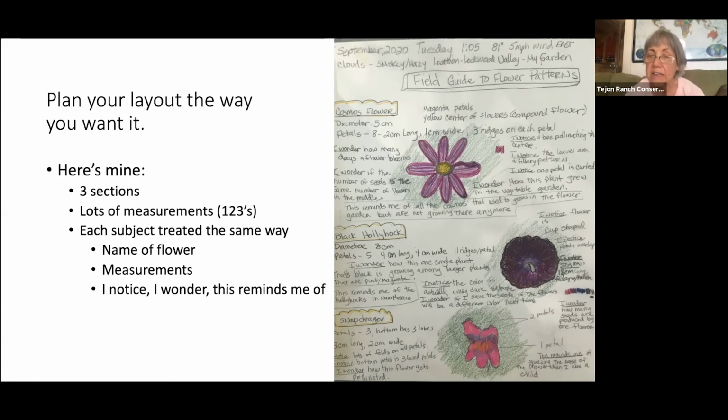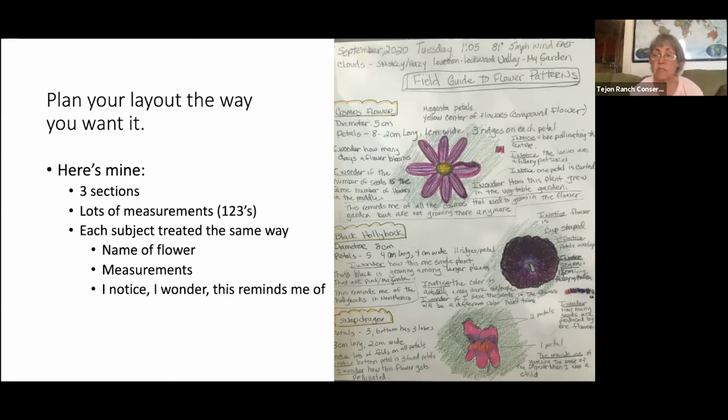When you look at the black hollyhock, same thing. Petals are 4 centimeters long, 4 centimeters wide. And also on both of those, they had ridges. So I counted the ridges on the flowers and I wrote that down. Again, that's the 1, 2, 3s.